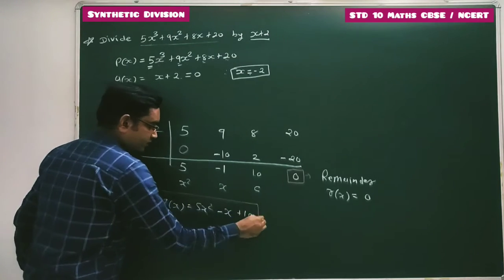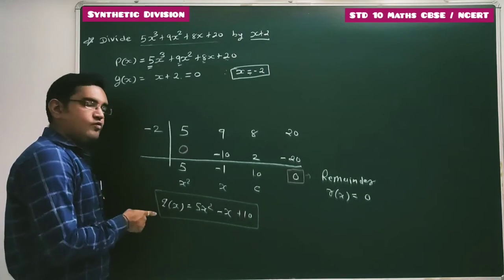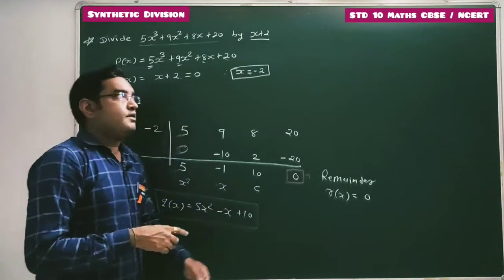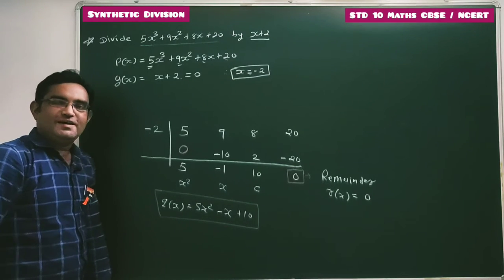Clear, students? So this is how, without performing long division, you can find the quotient as well as the remainder after the division of two polynomials. Pause this video and note it down.